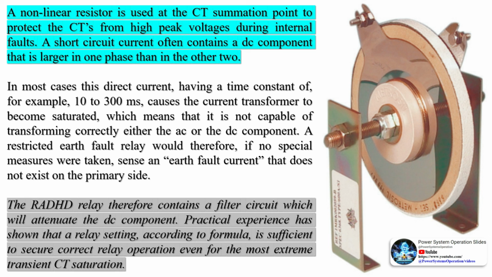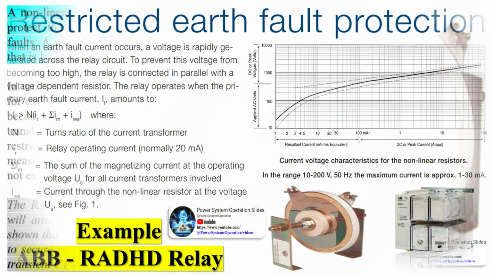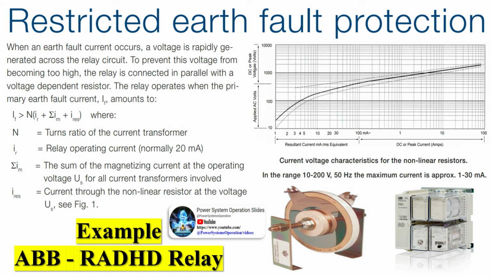In most cases, this direct current, having a time constant of, for example, 10 to 300 milliseconds, causes the current transformer to become saturated, which means that it is not capable of transforming correctly either the AC or the DC component. A restricted earth fault relay would therefore, if no special measures were taken, sense an earth fault current that does not exist on the primary side. The RADHD relay therefore contains a filter circuit which will attenuate the DC component. Practical experience has shown that a relay setting, according to formula, is sufficient to secure correct relay operation even for the most extreme transient CT saturation.